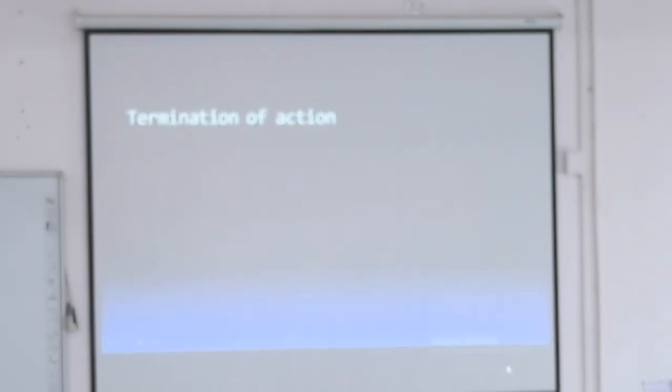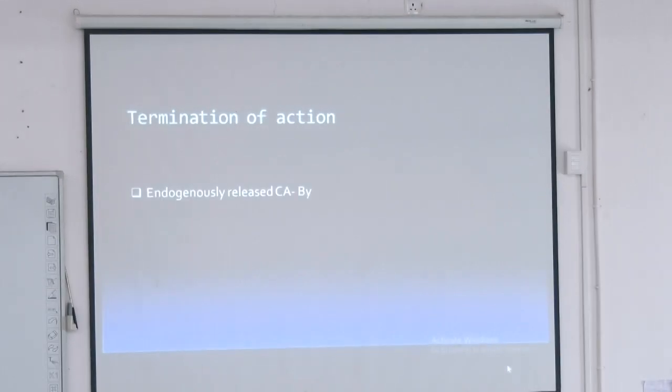How these actions are terminated, just now I have told most of this part. Endogenously released catecholamine is removed mainly by neuronal uptake, reuptake into the nerve terminal by the neuronal transporter, that is uptake 1. After that, by the post-junctional non-neuronal cell, by the extraneuronal transporter, or uptake 2. And another major part will be terminated by diffusion into the circulation, followed by metabolism by different enzymes.